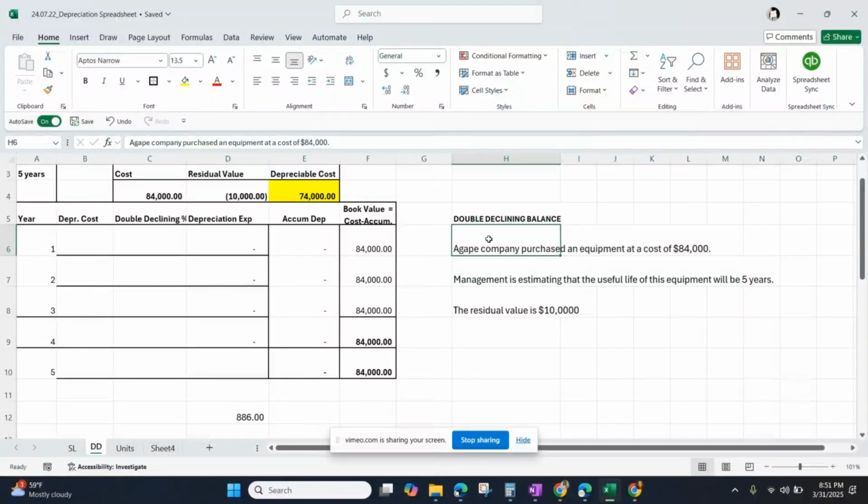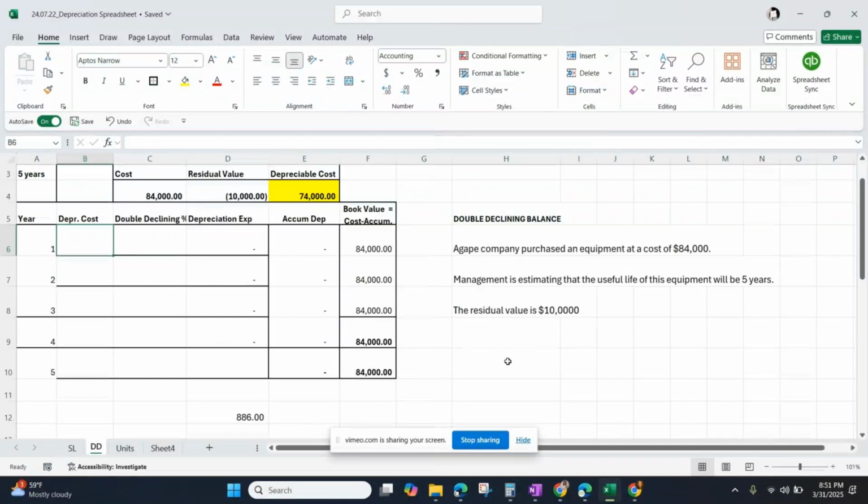To calculate the depreciation expense using the double declining balance, we do not take into consideration the residual value of $10,000. That is completely ignored. So we start out with $84,000 as the cost. The depreciable cost will be $84,000.